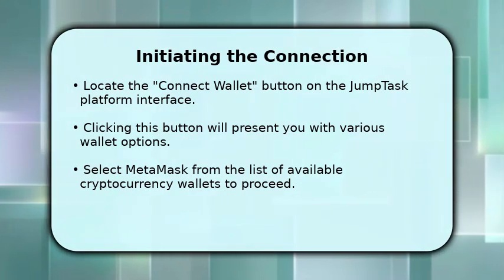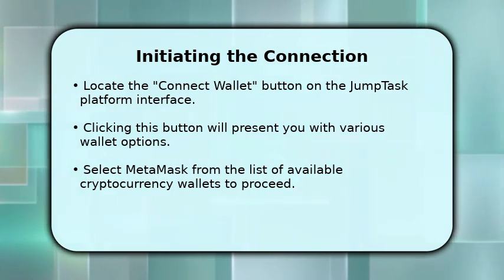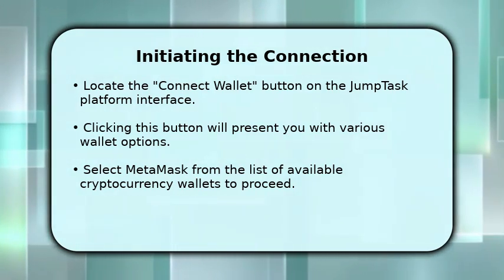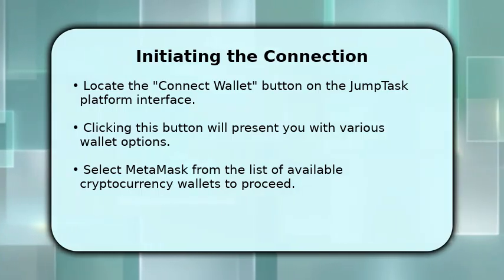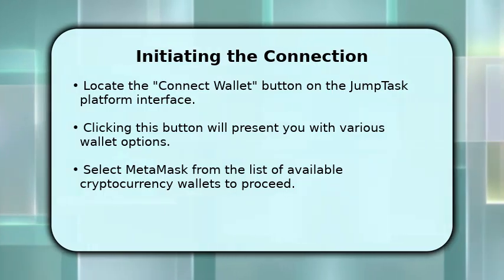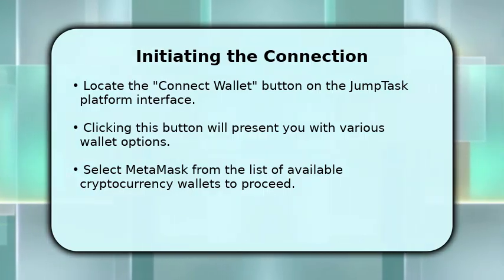Once you are on the JumpTask website, look for the Connect Wallet button, usually found in the top right corner. Clicking this button will open a pop-up or redirect you to a page displaying different wallet choices. From these options, simply choose MetaMask. This action will prompt your MetaMask extension to open, ready for the next step.